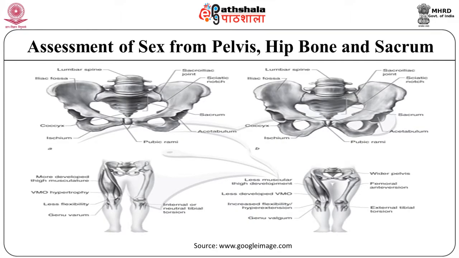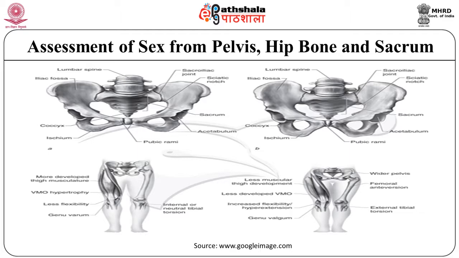Now, assessment of sex from the pelvis, hip bone or sacrum. The best bones for the determination of sex are those of the pelvis, which has an accuracy of 98% when properly examined. The pelvic bone, also called the innominate bone, is composed of 3 bones: the pubis, the ischium and the ilium. Of these 3 bones, it is the pubis that is best utilized for the determination of sex.